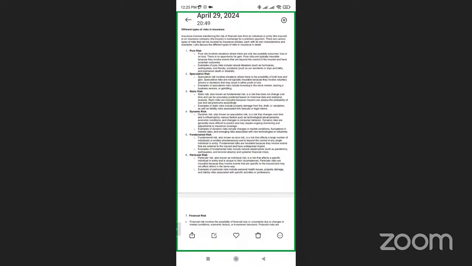They involve the events that are external to the insured and have widespread impact. Okay. So fundamental risks in some cases are insurable, but in many cases it is not insurable.